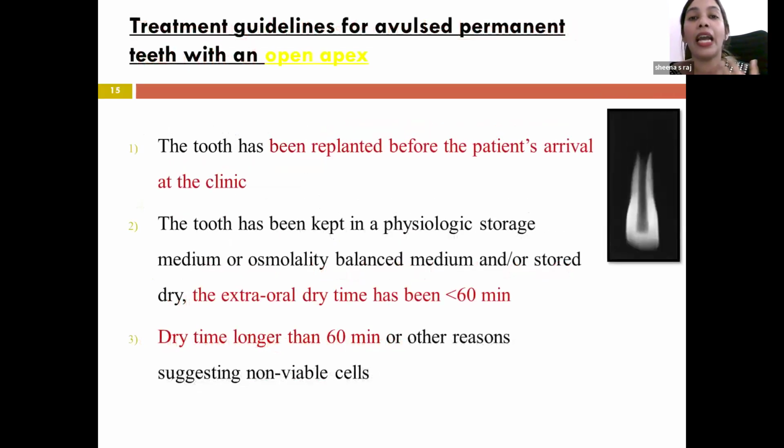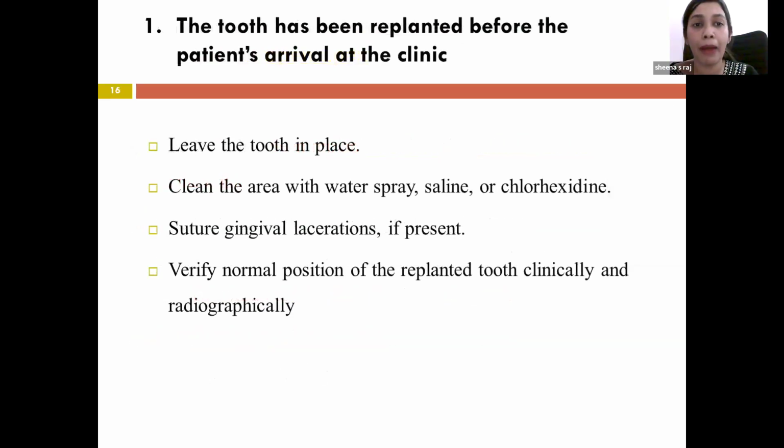Next is when open apex is seen. First of all, again this is a three-part classification: when the tooth arrives at the time of accident, second, when the dry period is less than 60 minutes, and third, when the dry period is more than 60 minutes. So this is the classification that you have to keep in mind.